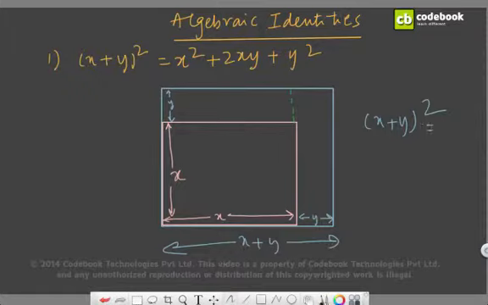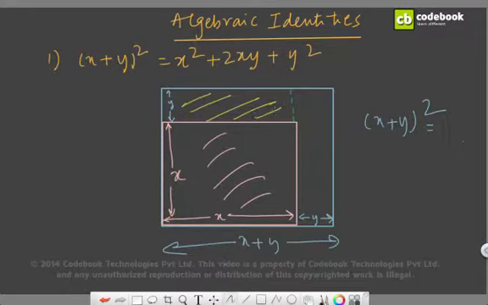If you observe closely, the bigger square is made up of three boxes: the one in pink, the one in green, and the one in orange. If you add the areas of all these three boxes, you will end up with the area of the overall square. So let's look at the pink one. This is a square of side x. We know that the area of a square is side squared, and the side over here is x, so x². That's the first box.